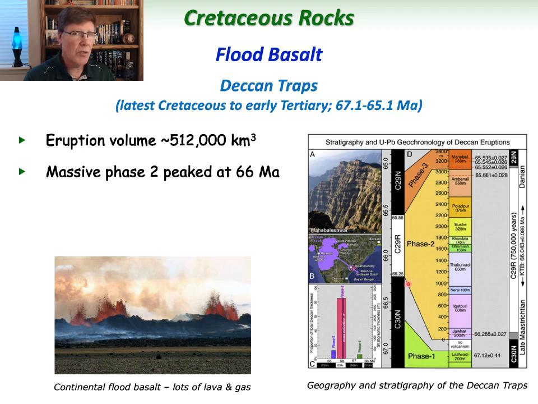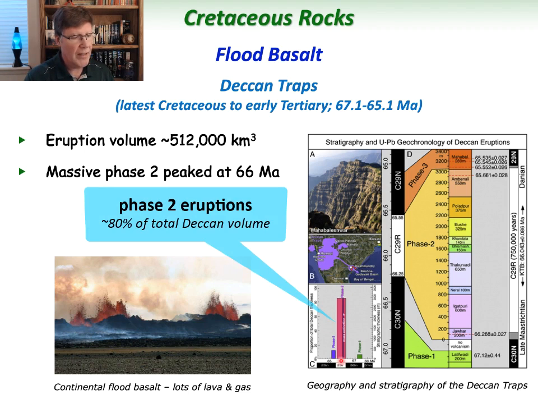Phase 2 was where 80% or so of the volume was erupted right across the boundary. And then phase 3 followed in the Tertiary. So this whole eruption spanned the KT boundary, where most of the volume was erupted right at the boundary.